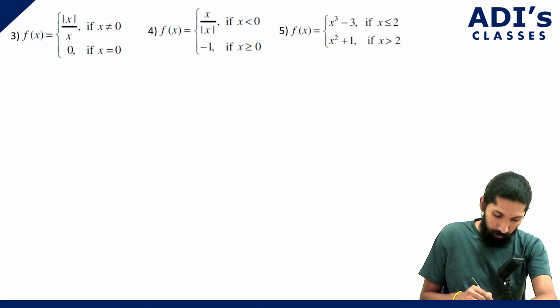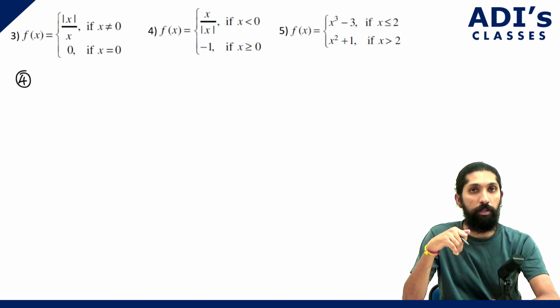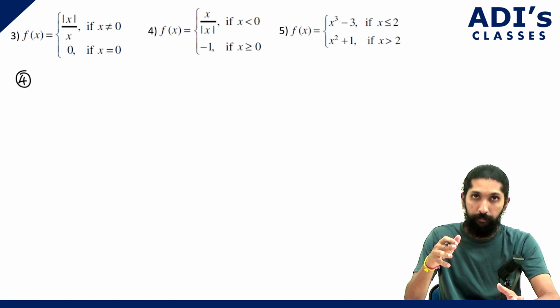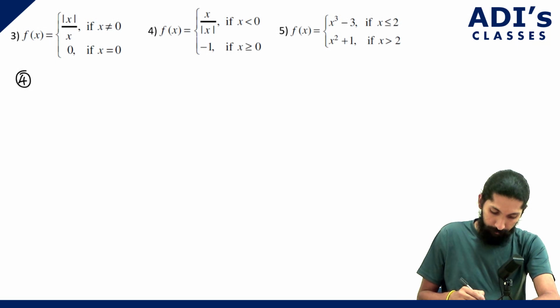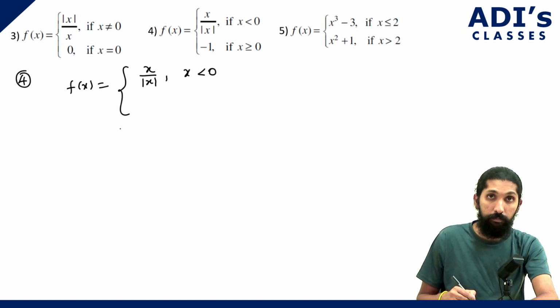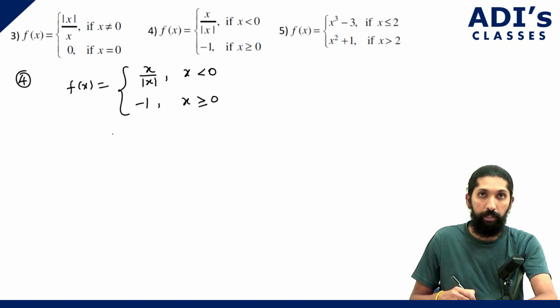See, for the fourth one, if you look at it, guys, it's very similar to the third one, don't you think so? Instead of mod x by x, here you have x by mod x, that's all. So now what do we have? You have f of x, x by mod x, where x is less than 0, it's given, minus 1 when x is greater than or equal to 0, alright?